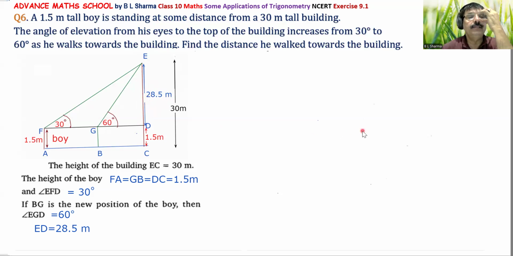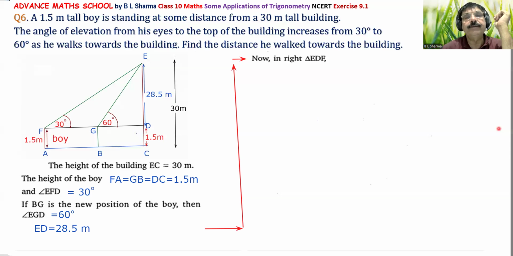As I told you earlier, in right angle triangle, if one acute angle is given and one side is given, we can determine the remaining two sides. So here there are two acute angles, 30 degree and 60 degree, and two right triangles: right triangle EDG and the other right triangle is right triangle EDF.